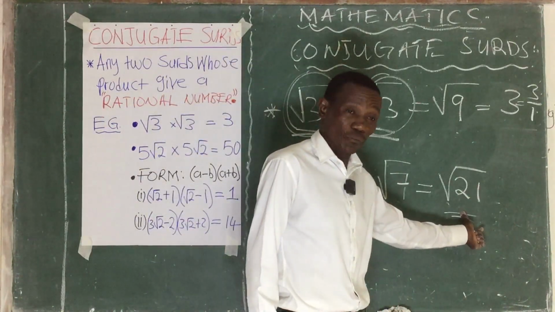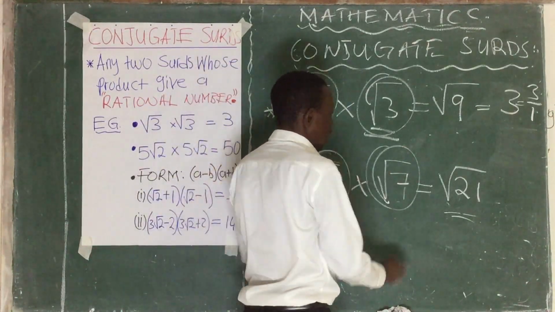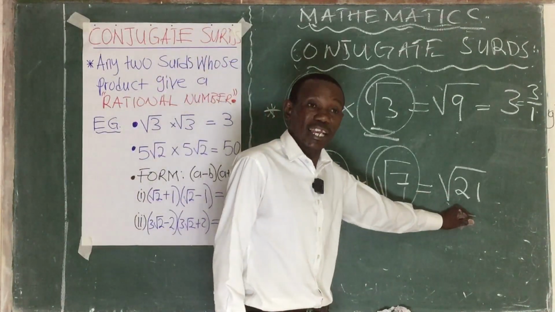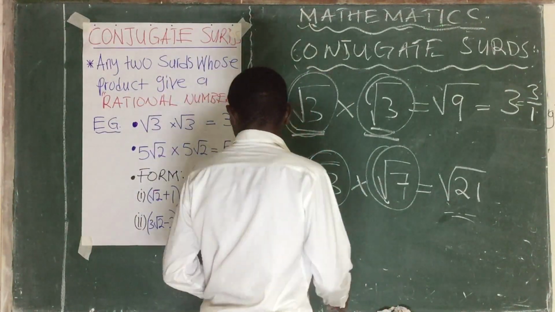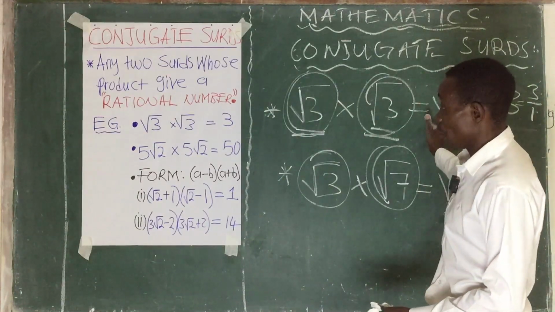So this is irrational. It's just a surd itself. So it means root of 3 and root of 7 are not conjugates of each other because they don't give you what? A rational number. Hopefully this is very clear on that definition by the example which I've given you here.